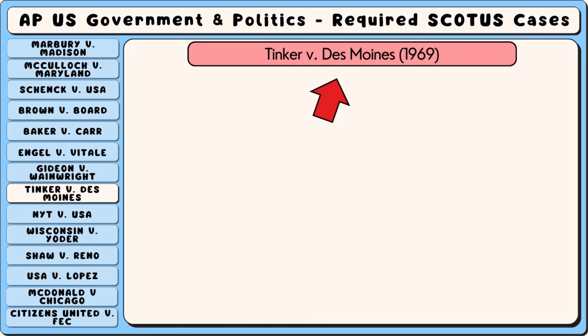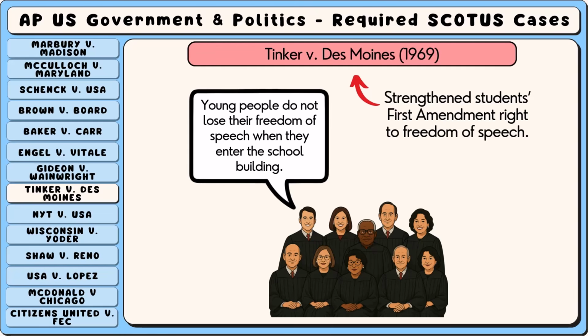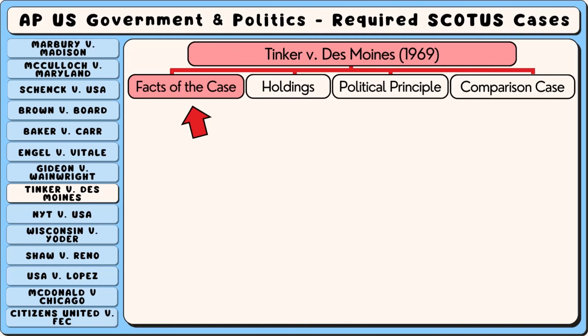The next required Supreme Court case is Tinker versus Des Moines Independent Community School District. This case is significant because it strengthened students' First Amendment rights by ruling that young people do not lose their freedom of speech when they enter the school building. Let's look at the facts in the case.